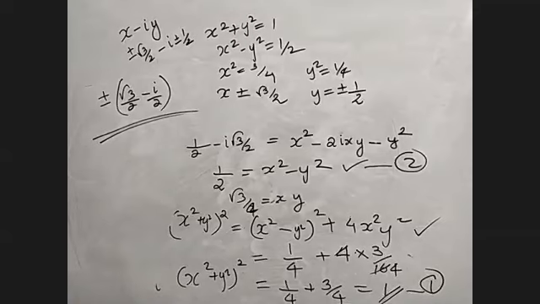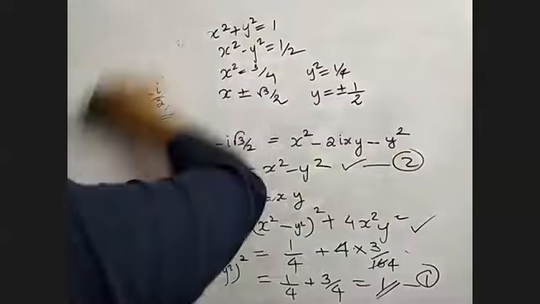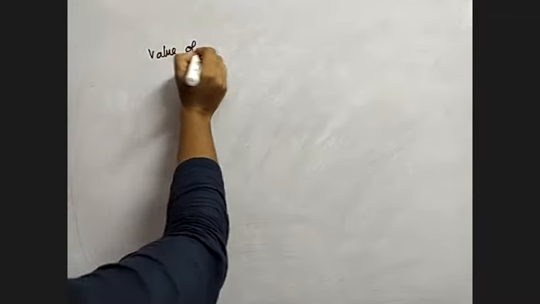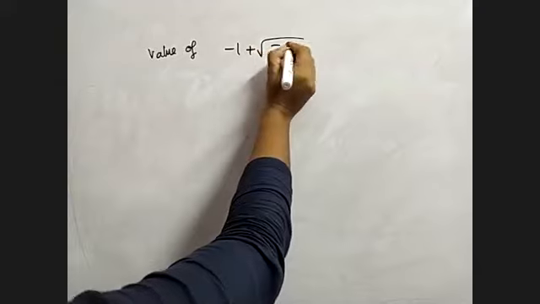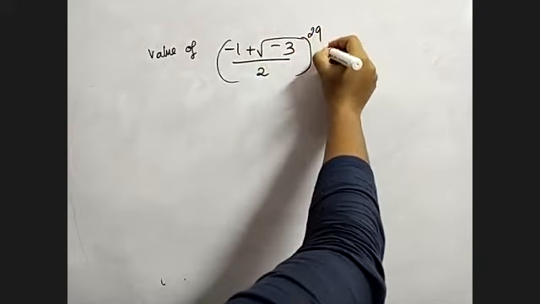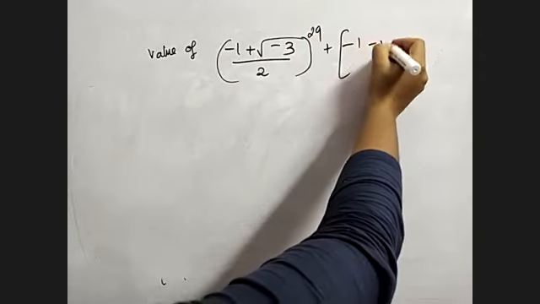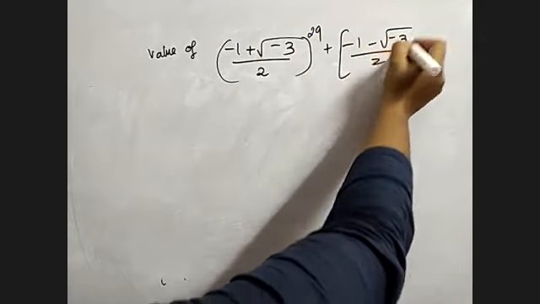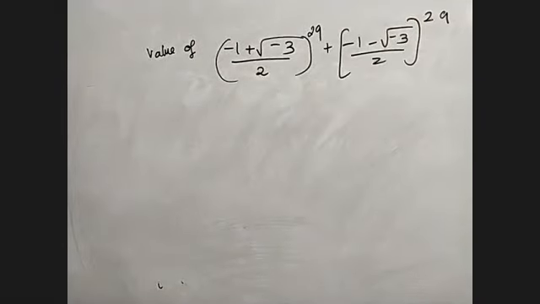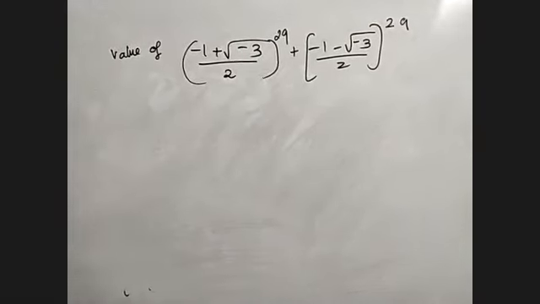Write down the next question. What is the value of ((-1 + root of -3)/2)^29 + ((-1 - root of -3)/2)^29? Tell me, what is this?